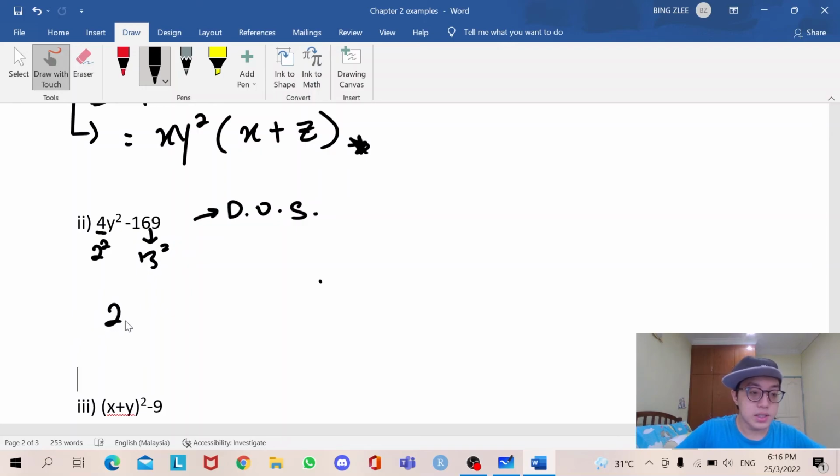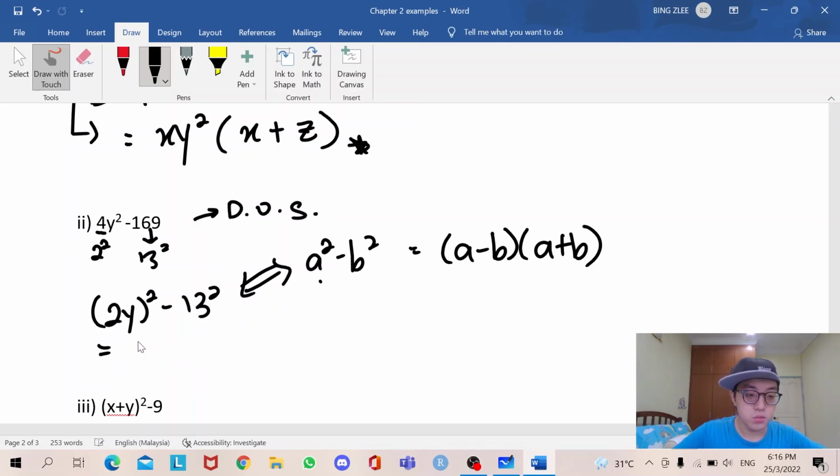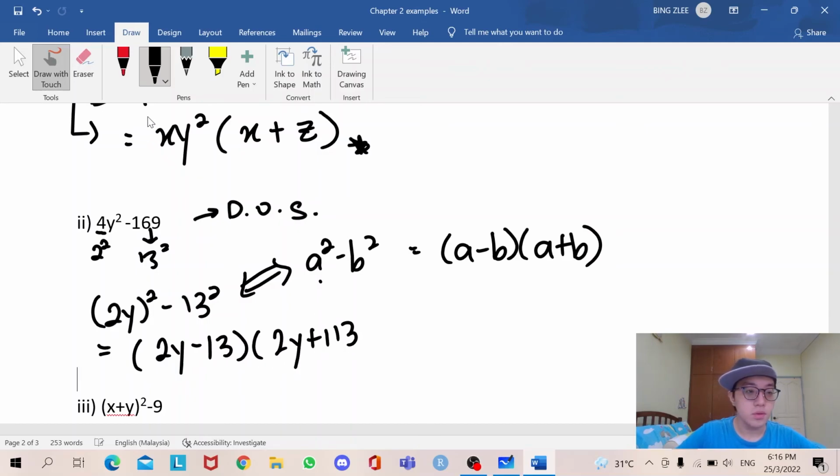And then you can see that this is actually in the form of a squared minus b squared, right? So we know that this is a difference of squares now, and this is equivalent to (a minus b)(a plus b). So this will be equal to (2y minus 13)(2y plus 13).